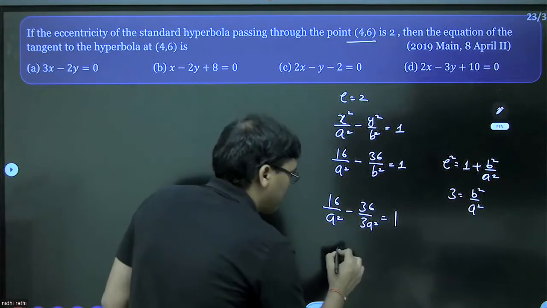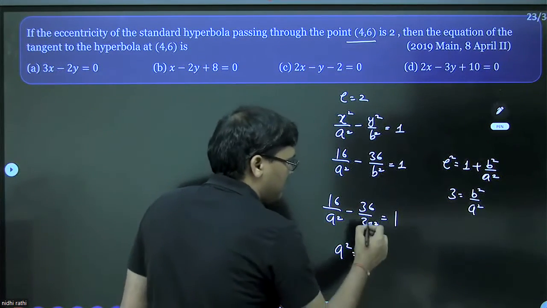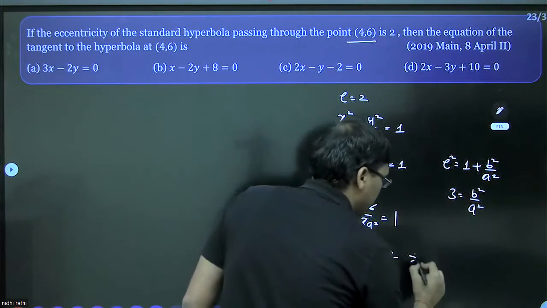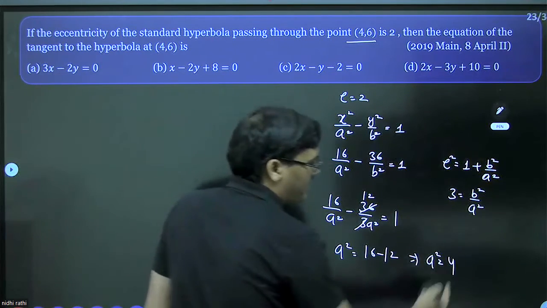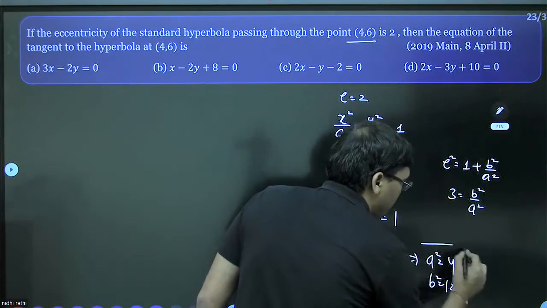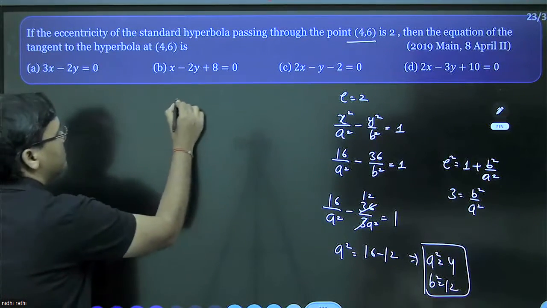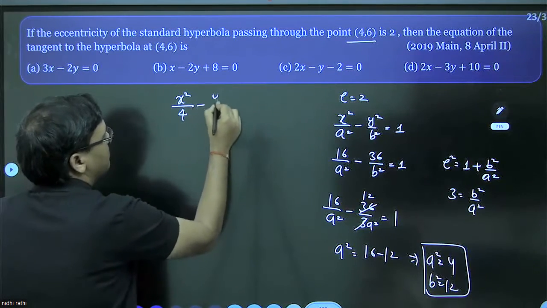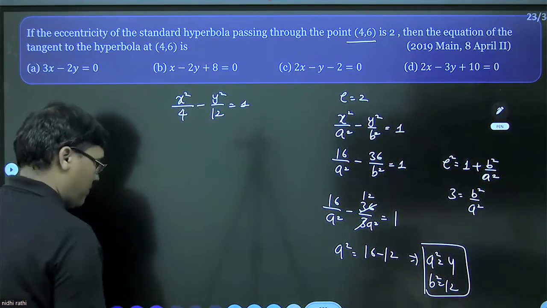So what is this? a² = 16 − 12, so a² = 4, right? a² = 4, that is b² = 12. So we have got the equation of the hyperbola: x²/4 − y²/12 = 1. This is the equation of the hyperbola.